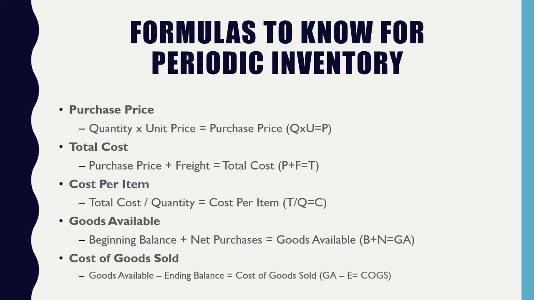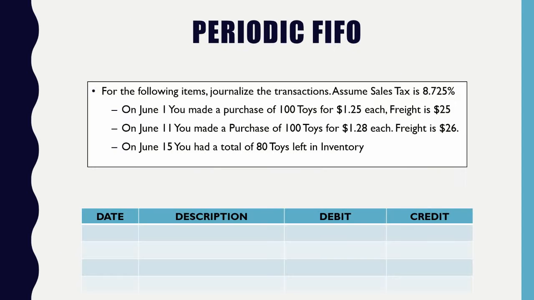Straightforward, these formulas. Now, let's go ahead and see how this applies in this scenario. First things first, here's a couple short scenarios that are going to happen here, and we're going to calculate and actually journalize how these inventory purchases happen, and when we record our sales.